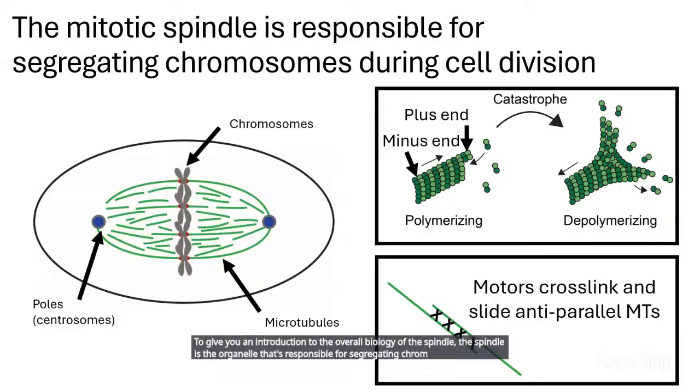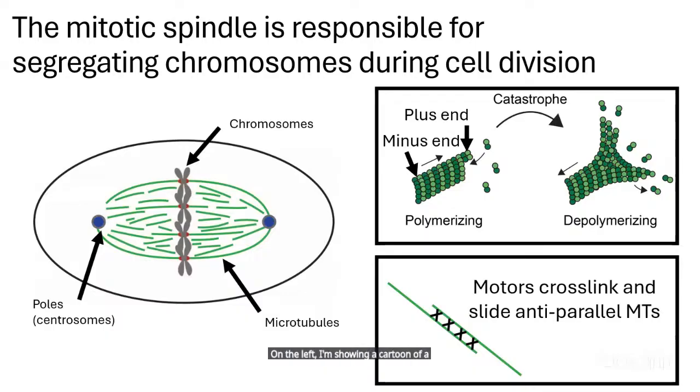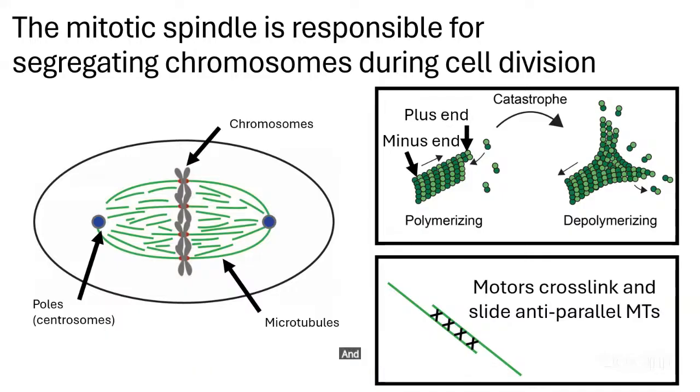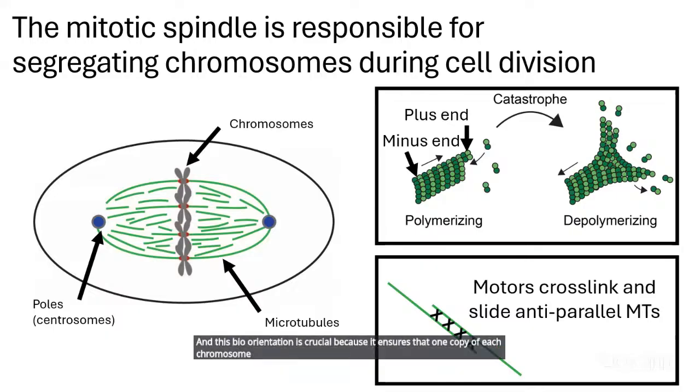To give you an introduction to the overall biology, the spindle is the organelle that's responsible for segregating chromosomes during eukaryotic cell division. On the left, I'm showing a cartoon of a spindle in metaphase, where the chromosomes are all oriented on the metaphase plate, and they're bioriented, where microtubule filaments in the spindle are connecting them to opposite spindle poles, which are formed by centrosomes. And this biorientation is crucial because it ensures that one copy of each chromosome ends up in each daughter cell after cell division.